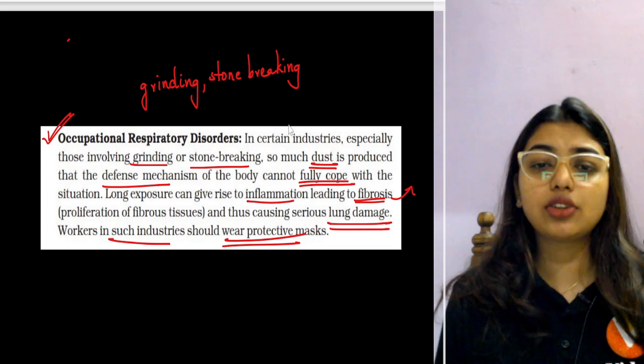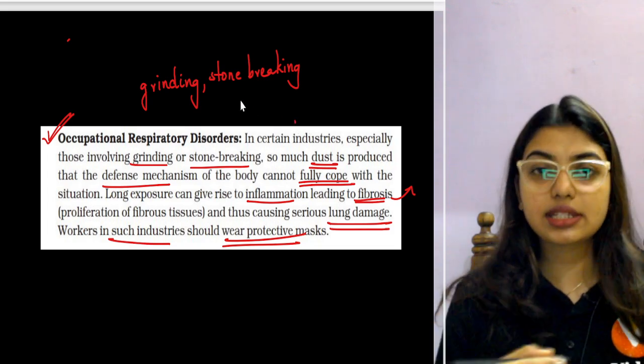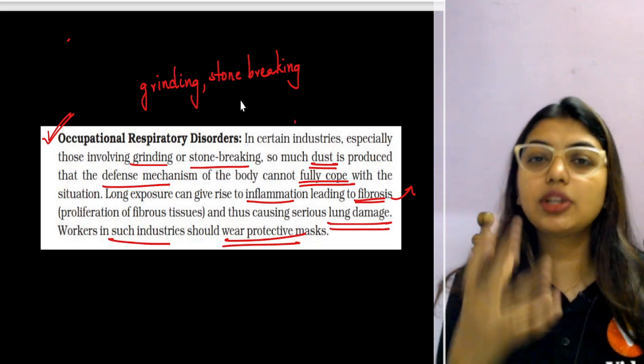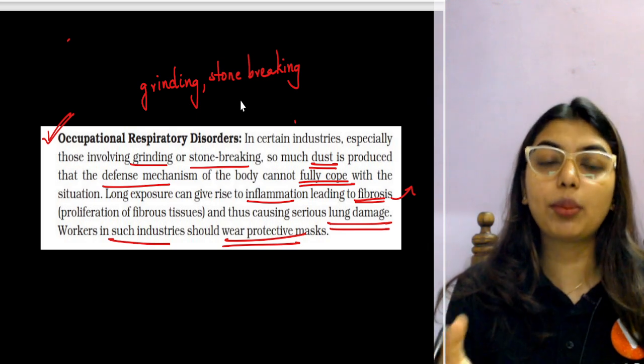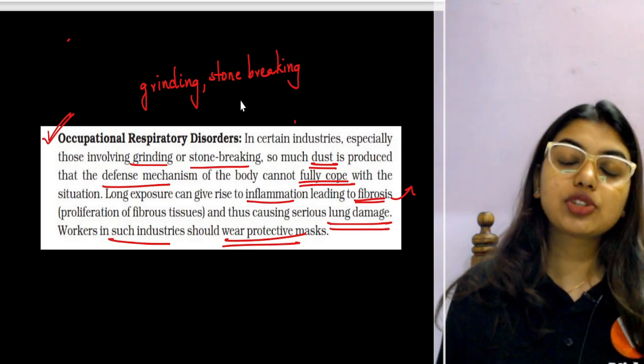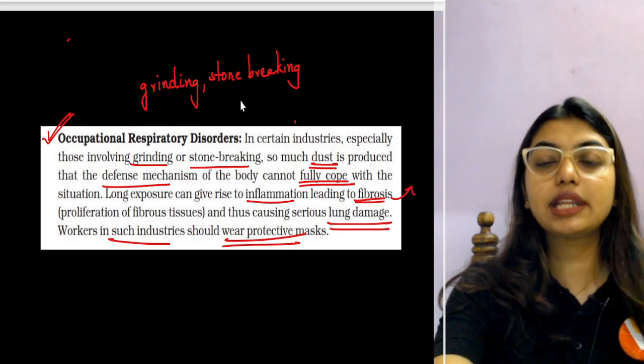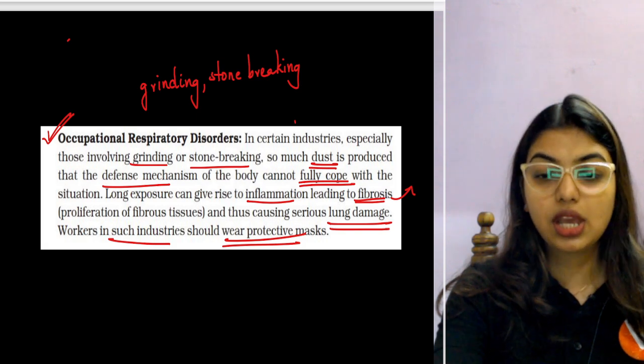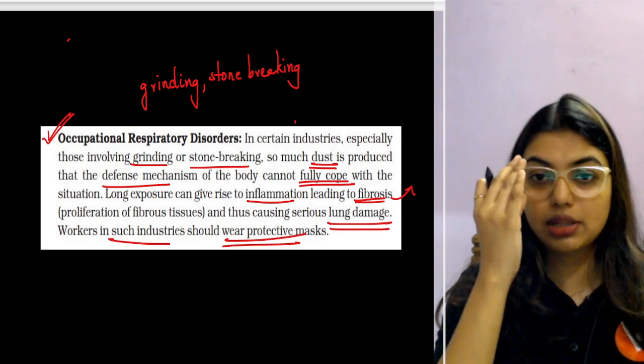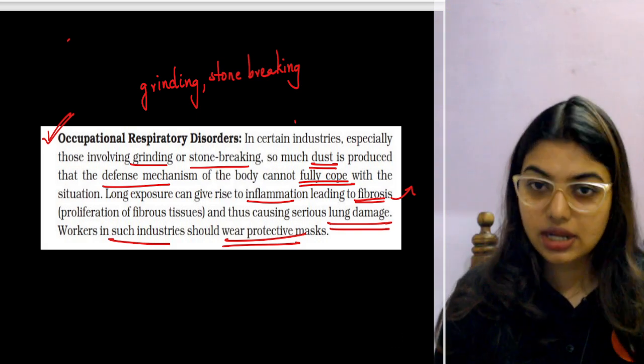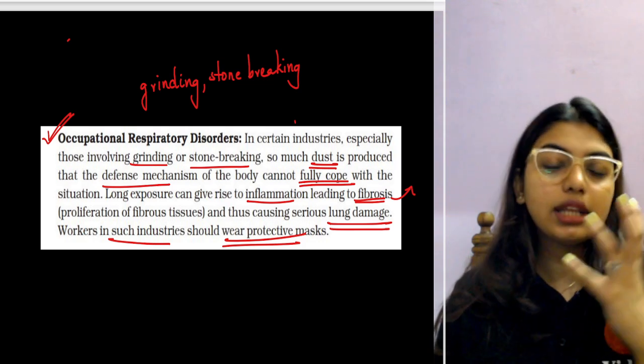Occupational respiratory disorders, that is in certain industries where there is grinding, stone breaking, so much dust will be there that our body will not be able to cope up. So since our body cannot cope up, what is going to happen? Body is going to create symptoms, and it is going to grow the fibrous tissues in the body, and this fibrous tissue is going to cause lung damage. And workers who are working there need to wear protective masks.